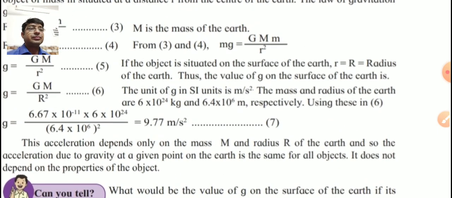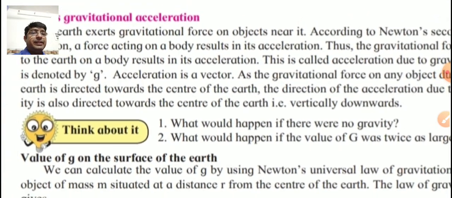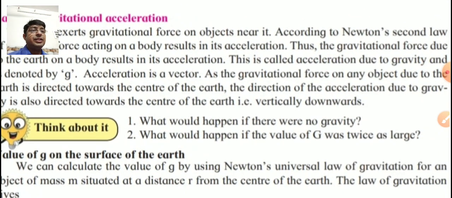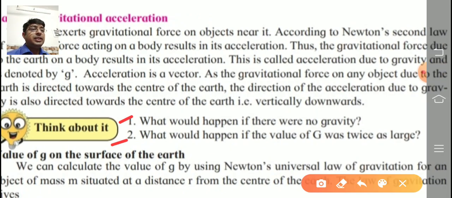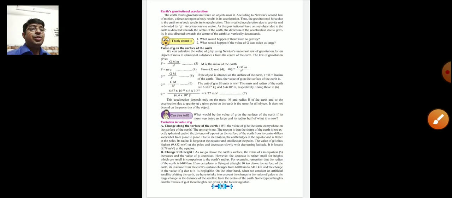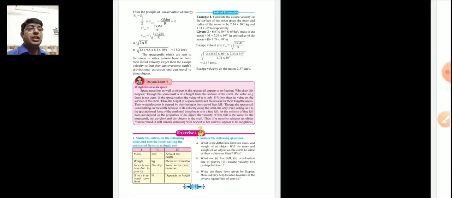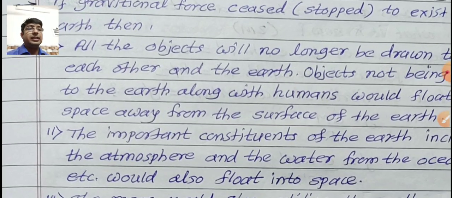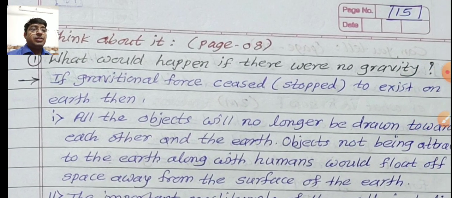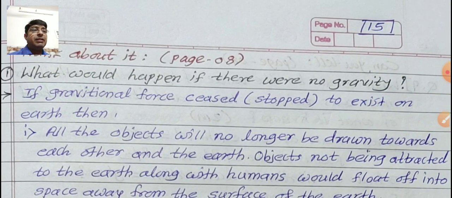Next one. Here two questions are given for us. Think about it. The first question is, what would happen if there were no gravity? And second, what would happen if the value of capital G were twice, that is, double as large? So we think about these two questions and see what the answers are. I will show these two answers again on one paper. First one, what would happen if there were no gravity?